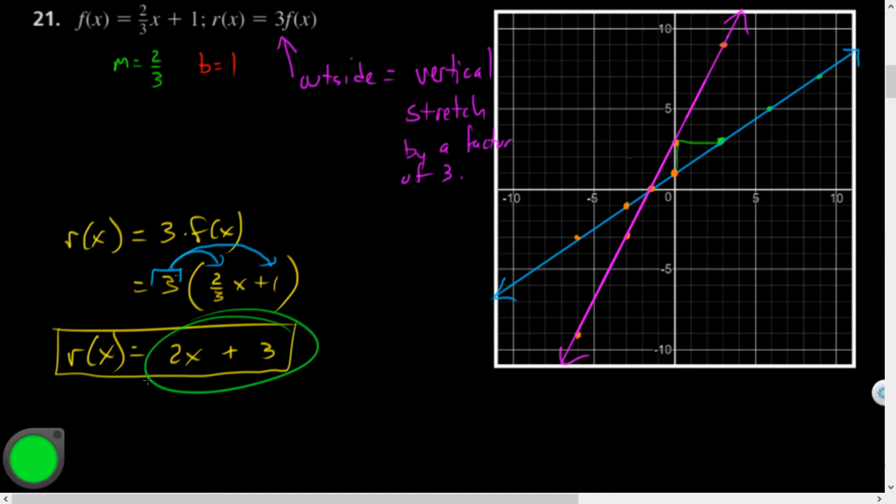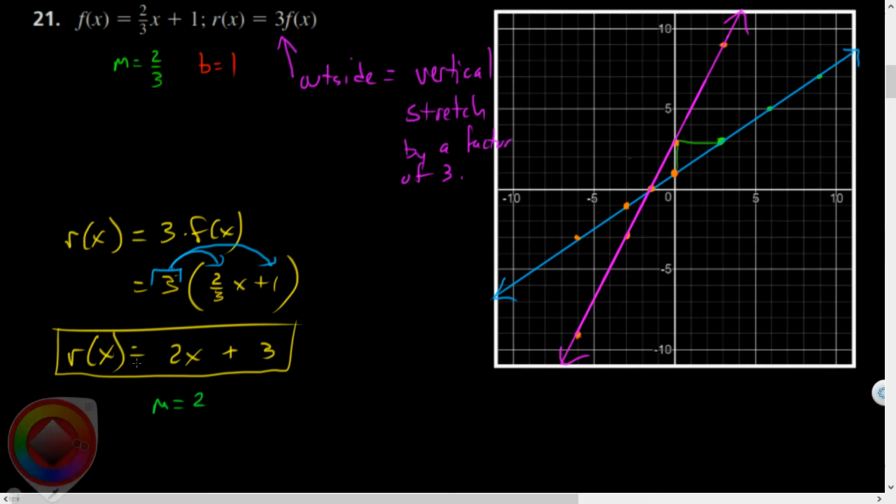What is the slope of this equation? Yeah, 2 or 2 over 1, either way is fine. And what's the y-intercept?